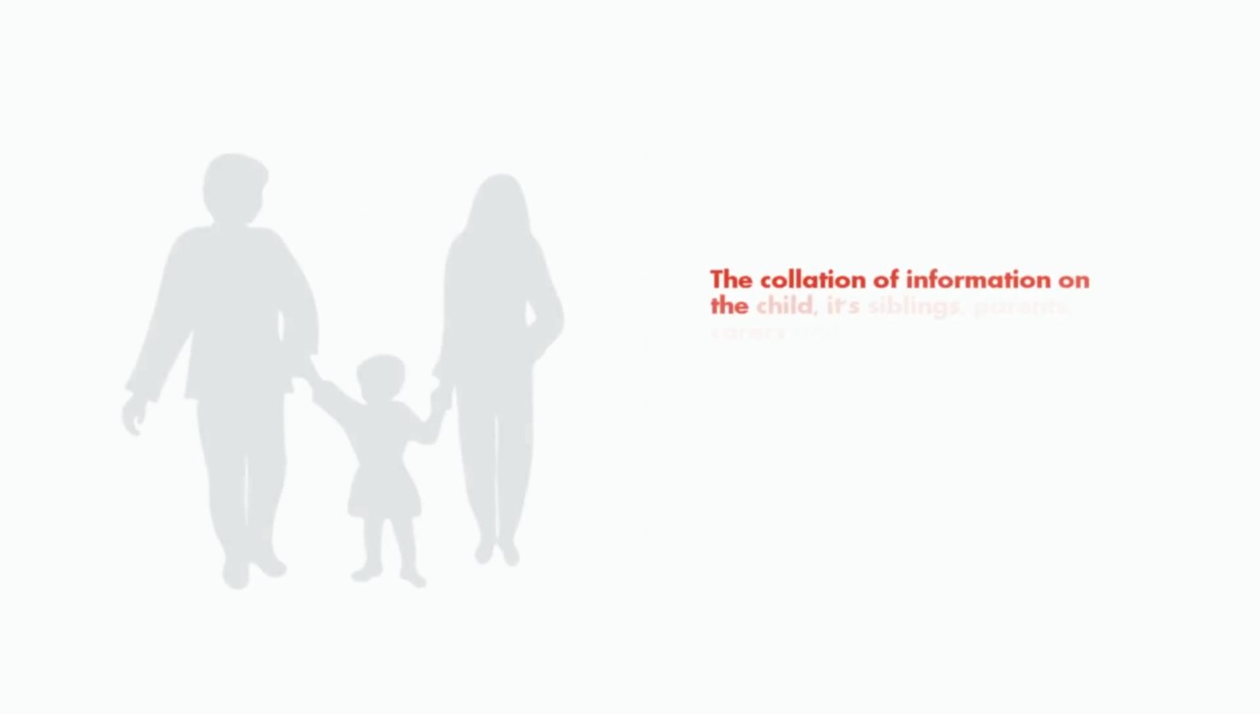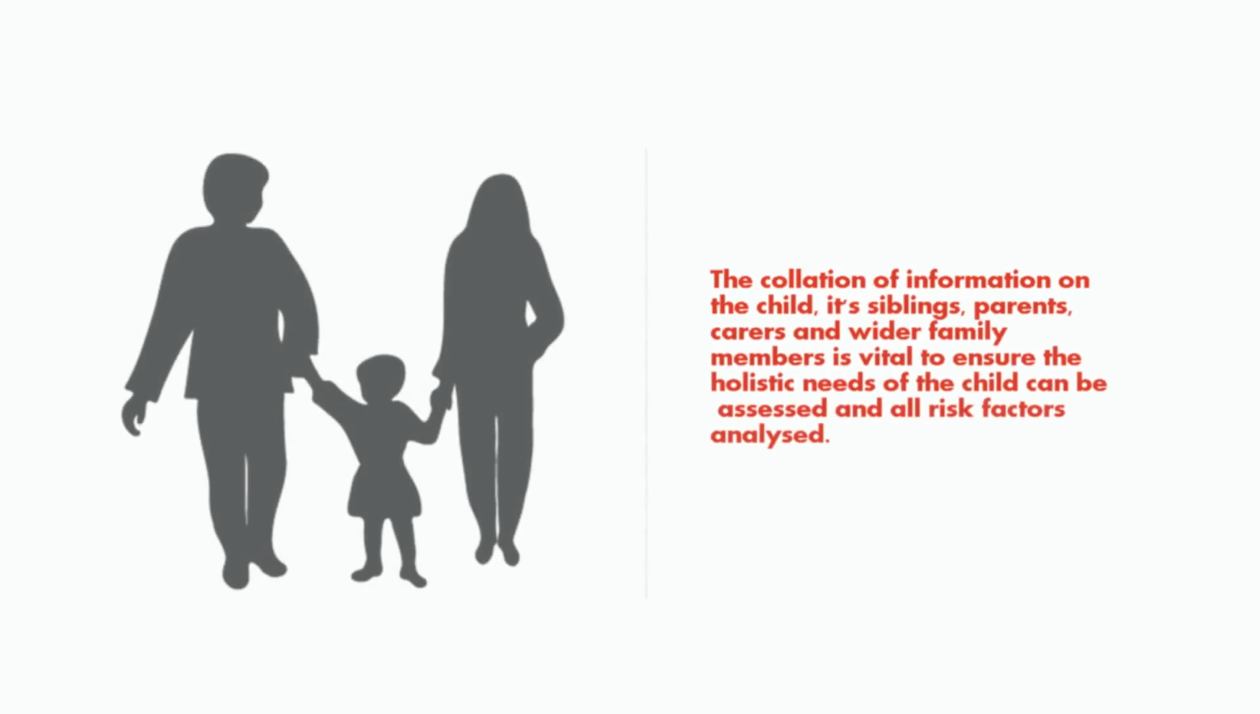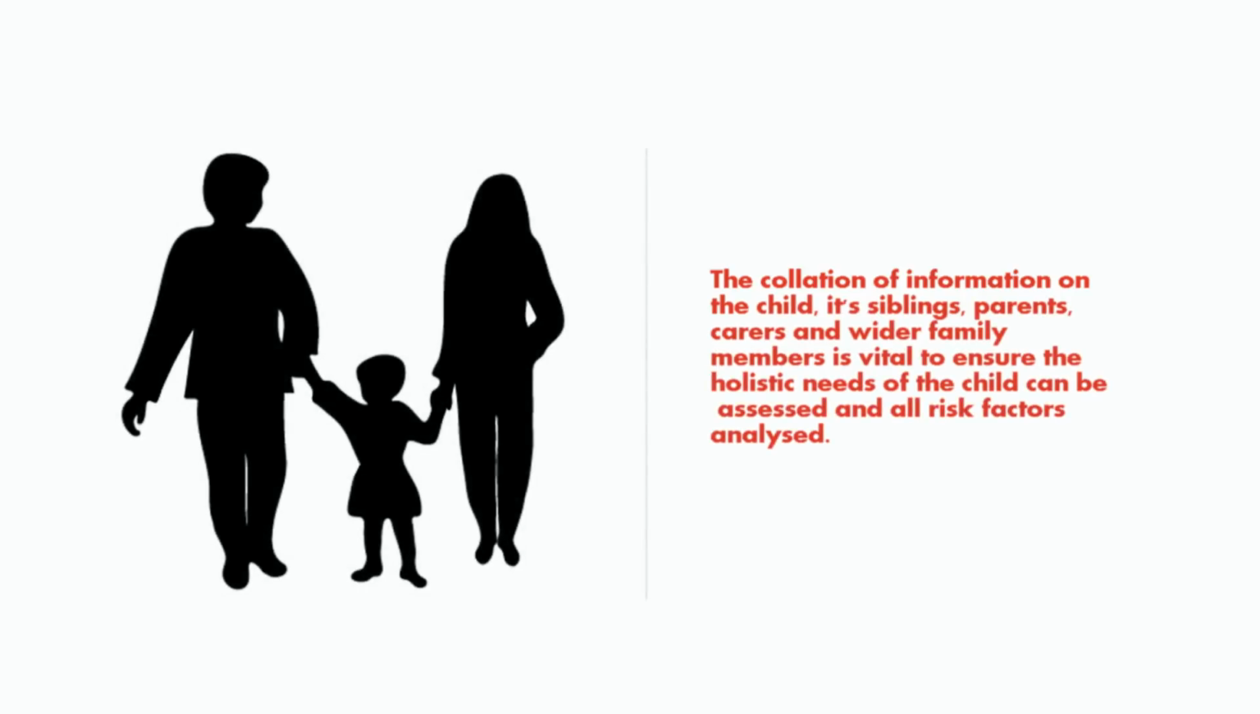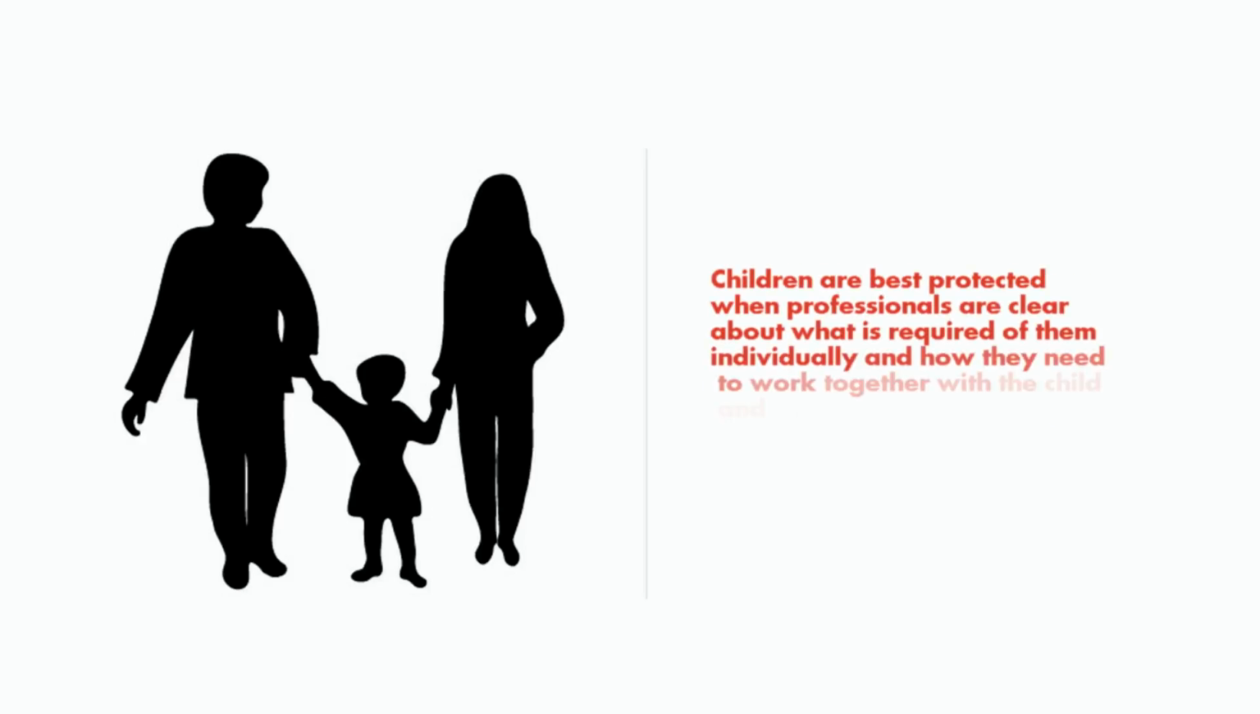The collation of information on the child, their siblings, parents, carers and wider family members is vital to ensure the holistic needs of the child can be assessed and all risk factors analysed. Children are best protected when professionals are clear about what is required of them individually and how they need to work together with the child and their family and with other agencies.